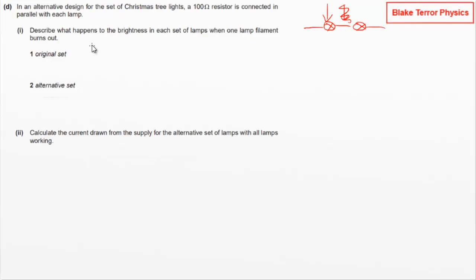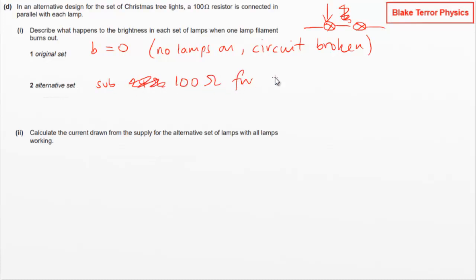So we've got everything go. What happens to the brightness? The brightness is going to be equal to 0, as in no lamps are on. The circuit is broken. Now, what about in the alternative set? Well, we know from before that we had 24 ohms as the resistance of each lamp. So if we blow a lamp, we're going to sub 100 ohms for the 24 ohms.